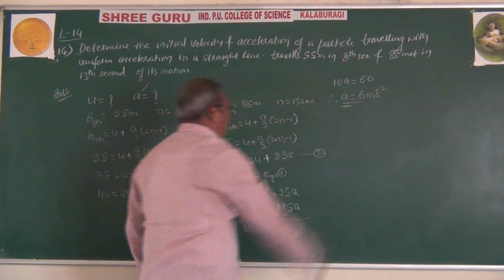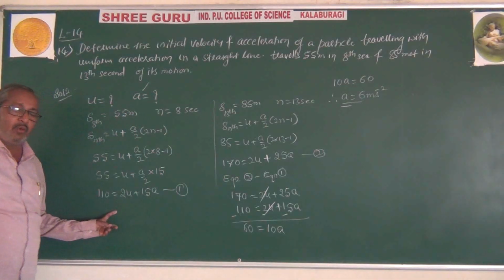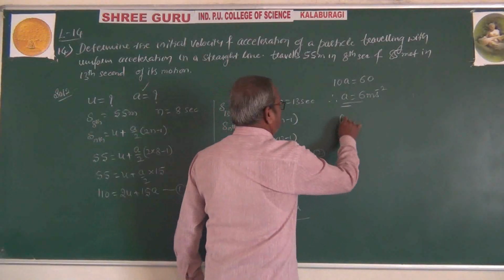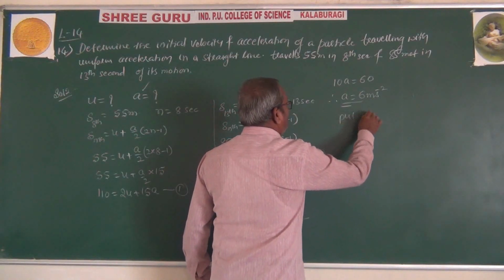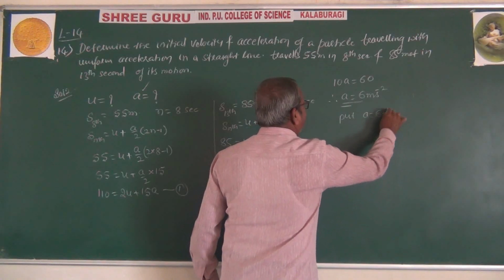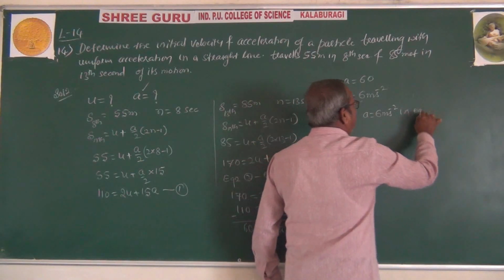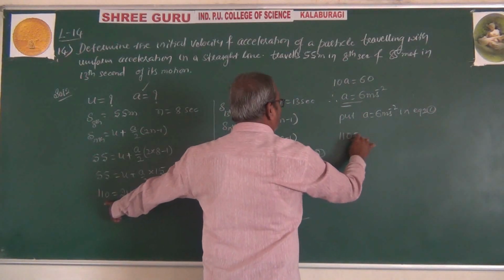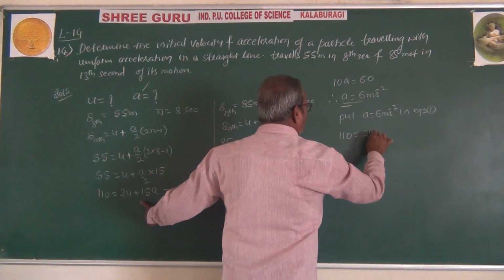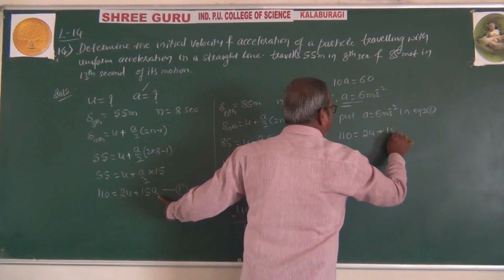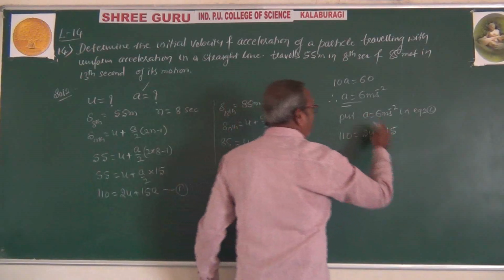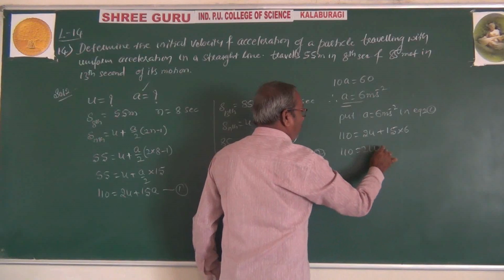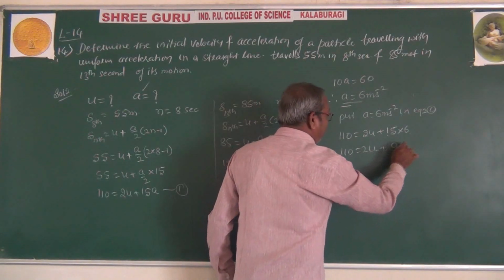Then this value a, substitute either in equation 1 or in equation 2. Put a equal to 6 meters per second square in equation 1. You know equation 1? 110 equal to 2u plus 15 into a, which is how much here? Into 6. This is 110 equal to 2u plus 15 into 6, 90.